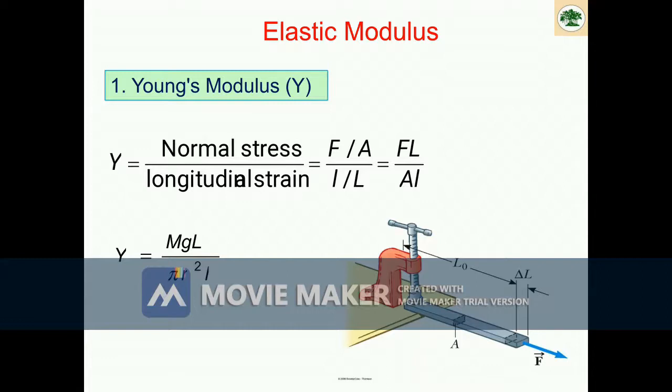But F is nothing but mg, the gravitational force, and A is pi r square, the area of the body. Therefore, Y equals mg capital L upon pi r square small l. We can calculate Young's modulus when certain quantities are given in an example. For numericals, this formula is very important.